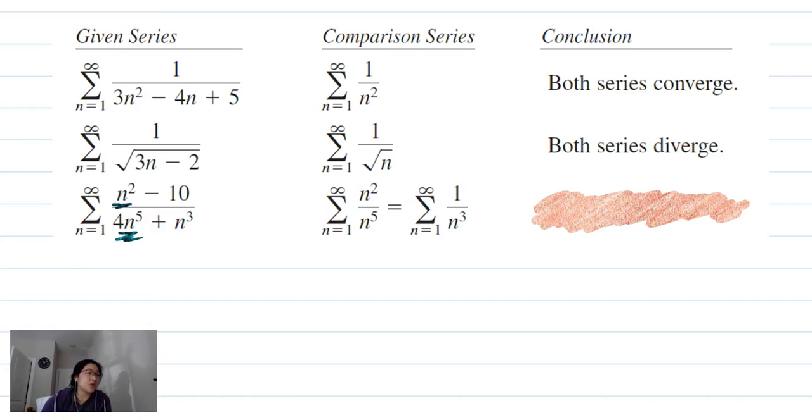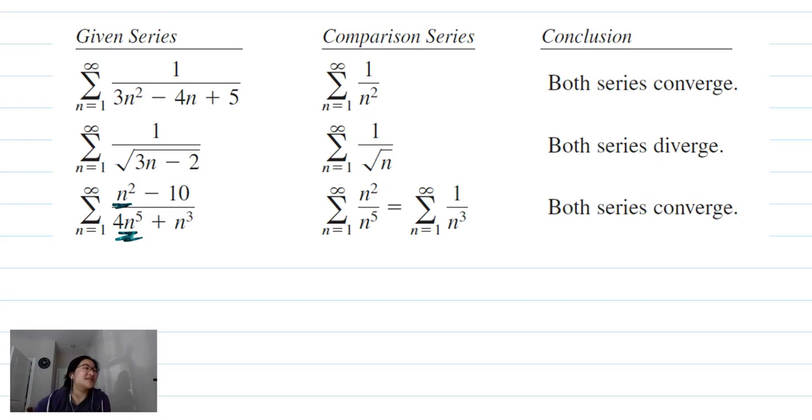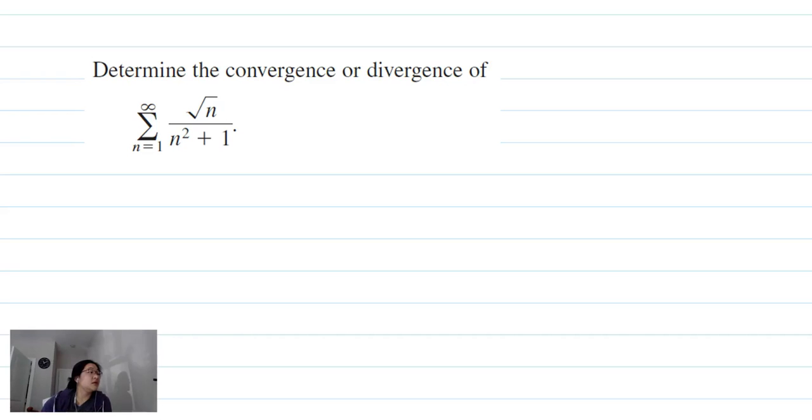And so what happens to 1 over n cubed? Well, it's a p-series with p equal to 3, so that's greater than 1. And so this series converges, and so both of our series converge. So what do we want to do in order to determine the convergence or divergence of this series? What do we want to compare this to?